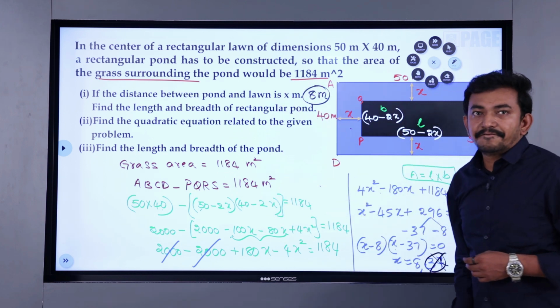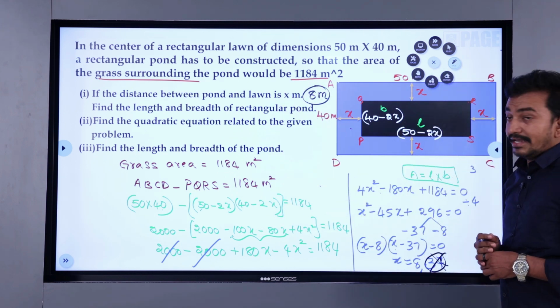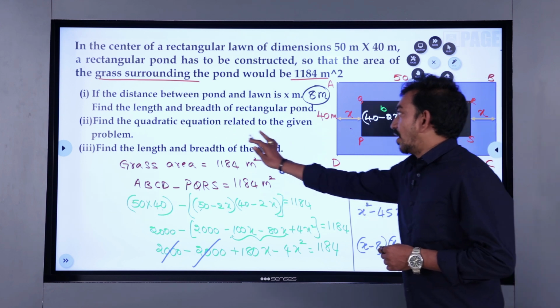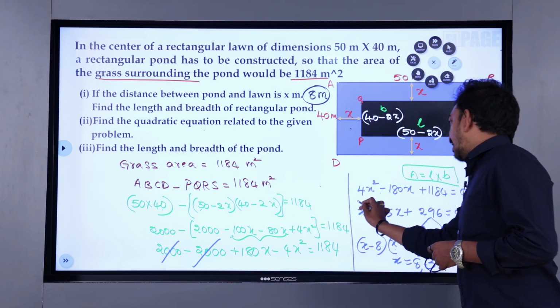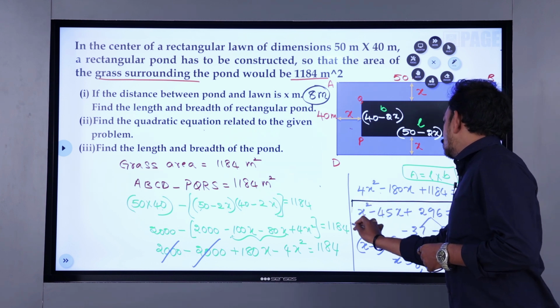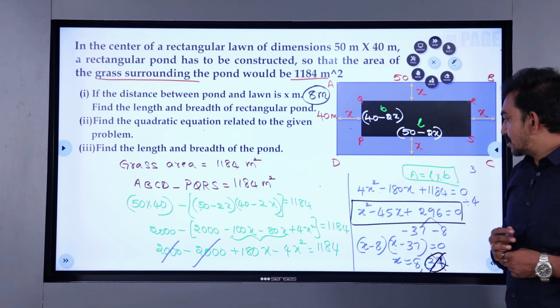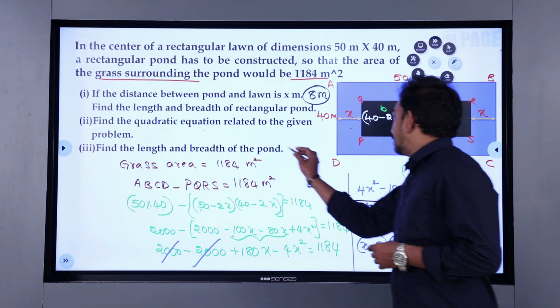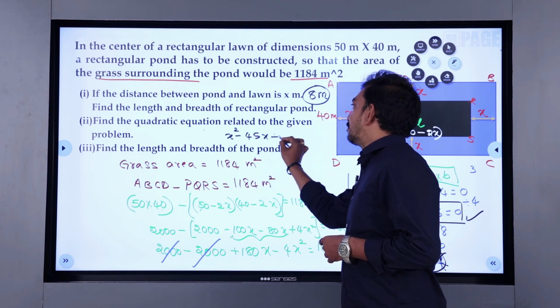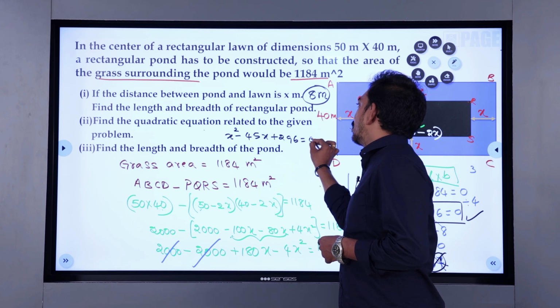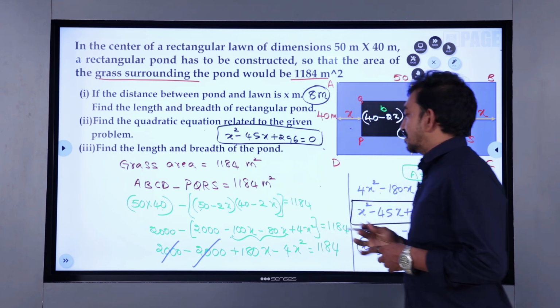That is our first question. Clear? The second question is: find the quadratic equation related to the given problem. What is the quadratic equation that we used to find the x value? We used this quadratic equation, which is x square minus 45x plus 296 equal to 0. This is our second part.